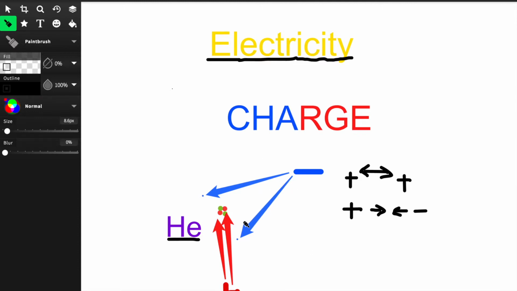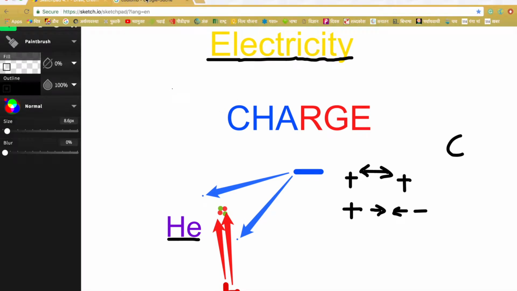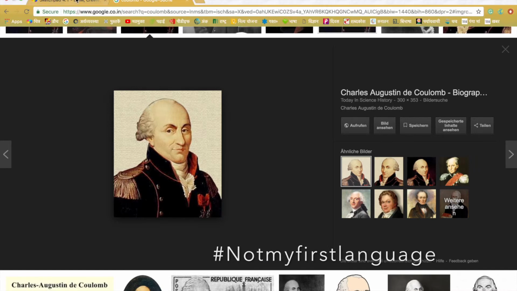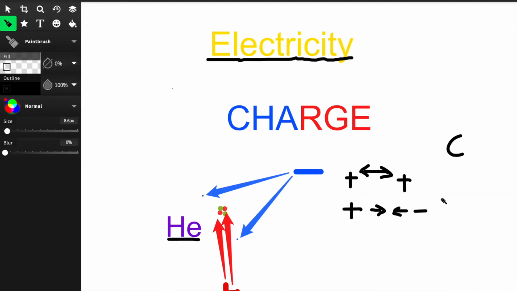Now, how is charge measured? Well, charge is measured in a unit called Coulomb. Coulomb is represented by a big capital C. It's named after this dude, Charles Augustin de Coulomb. That was the French accent. So, Coulomb is a unit of charge.